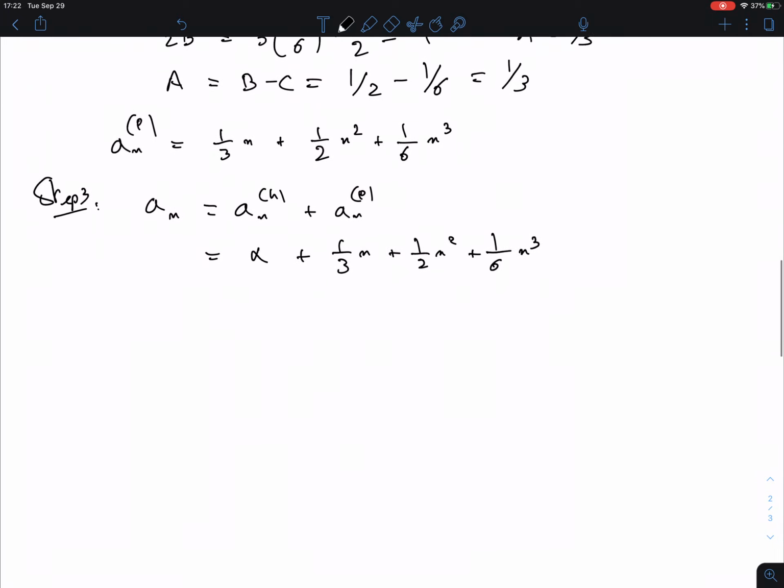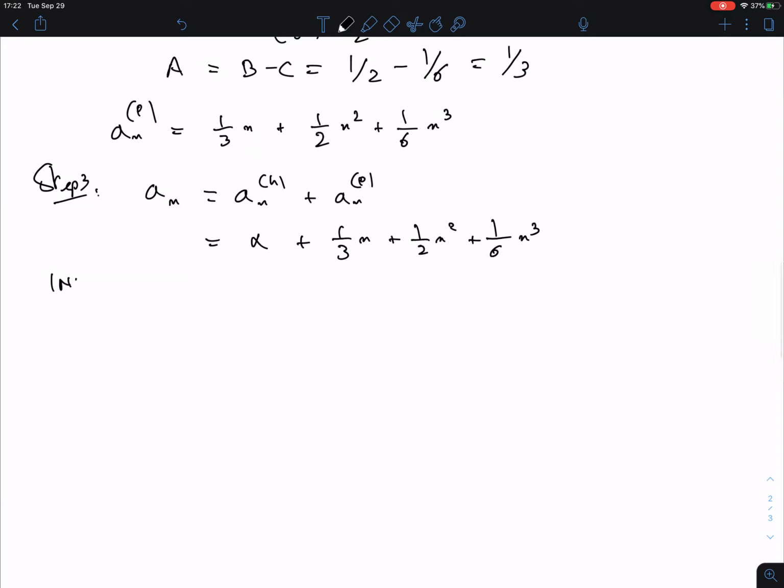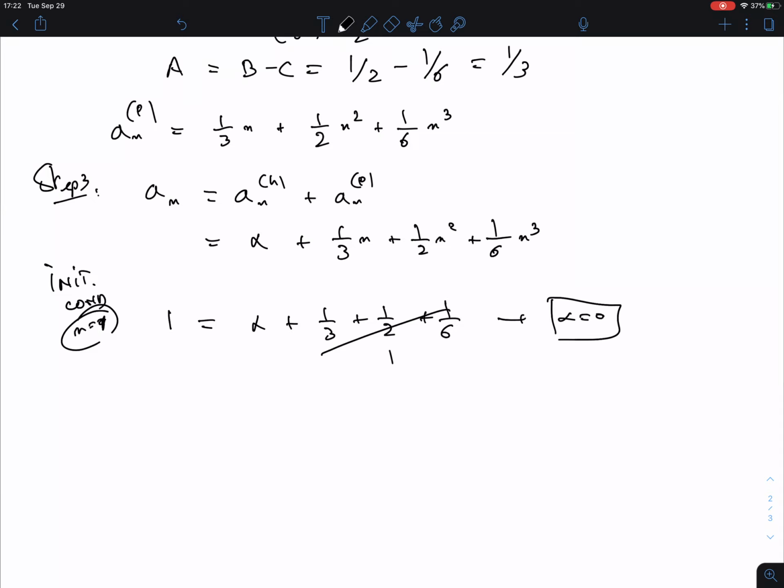And then to determine what the constant is, we use the initial condition. There's only one initial condition, namely n equals 0. n equals 1, sorry, I misspoke. That is 1 equals alpha plus 1/3 plus 1/2 plus 1/6. But believe it or not, a half plus a third plus a sixth is 1. So this whole thing is 1, and therefore alpha is 0. So actually, the particular solution was the solution.